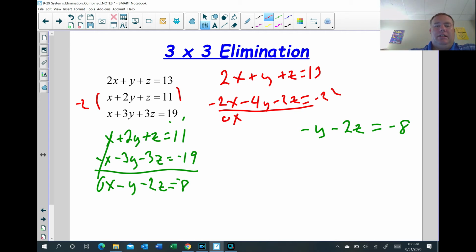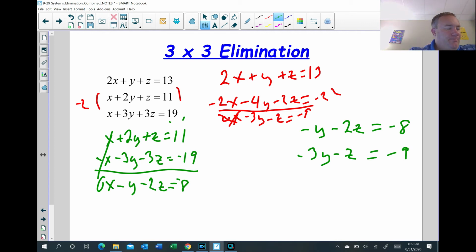With that in mind, I'm going to add straight down. I get rid of the x. Then with negative 3y, negative z, and then 13 minus 22 is negative 9. So that's gone. My second equation now is negative 3y minus z equals negative 9.